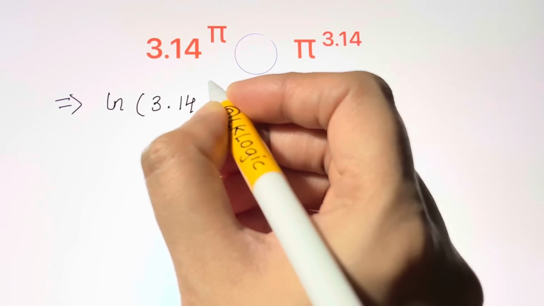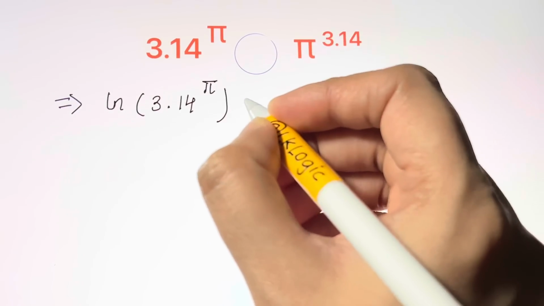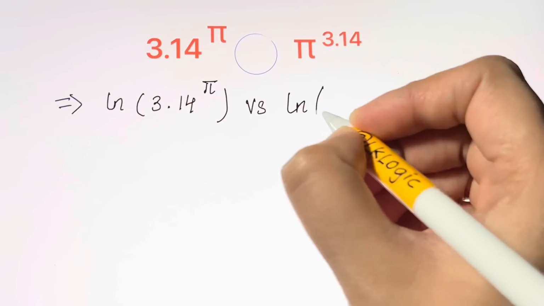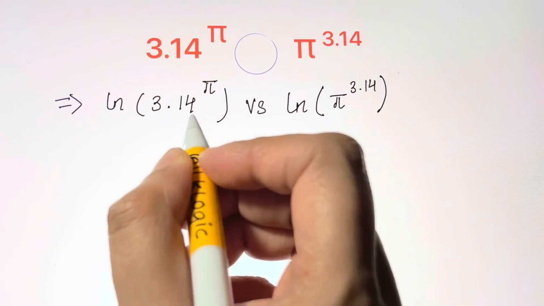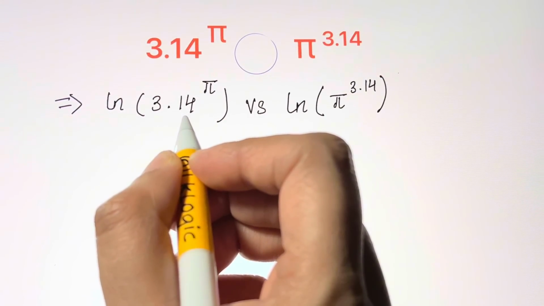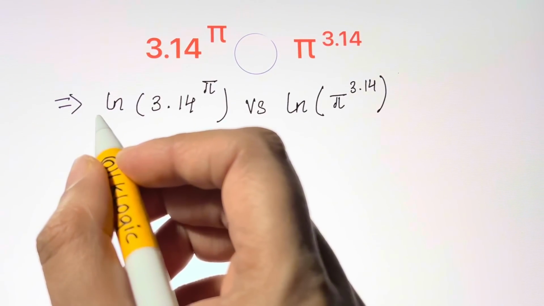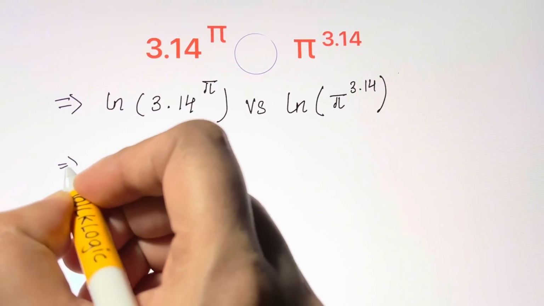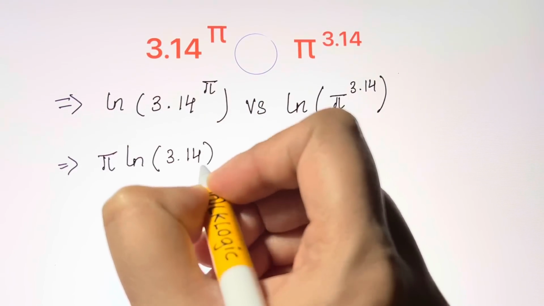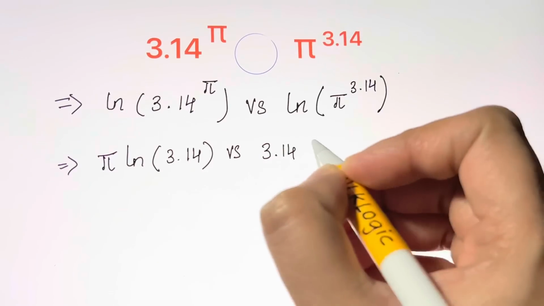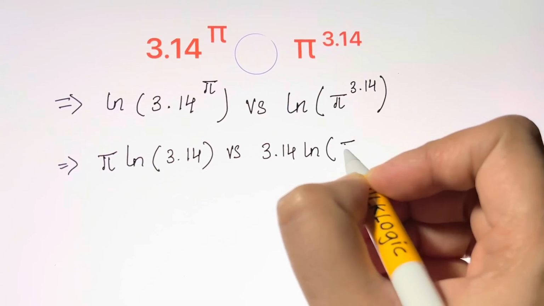So we have natural log of 3.14 to the power of pi versus natural log of pi to the power of 3.14. Whenever we have something like natural log of a to the power of b, we can rewrite it as b natural log of a. So the exponent comes to the front. The left hand side becomes pi natural log of 3.14, and here as well, 3.14 natural log of pi.